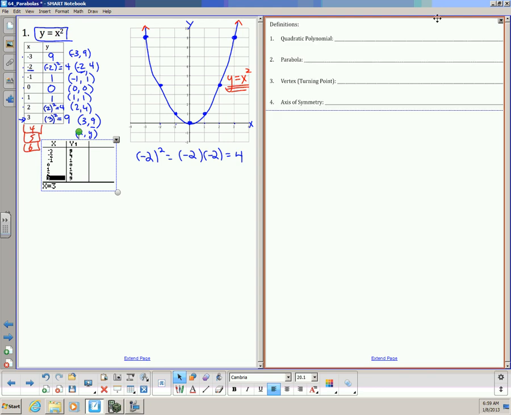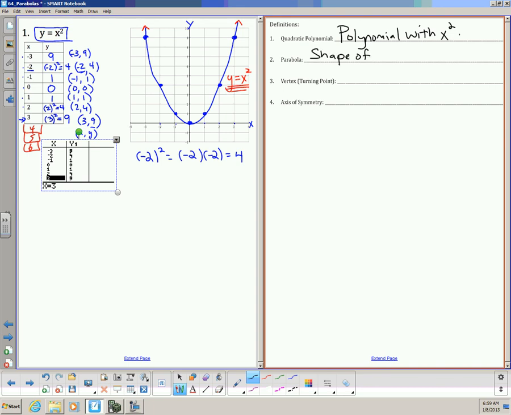Okay. Anyway, we have to fill in some definitions here. A quadratic polynomial, okay, it's a polynomial with x squared somewhere in it. Quadratic means something squared, okay? A parabola is the shape of the graph, the shape of a quadratic graph. So it looks like a U, or it can look like an upside down U.